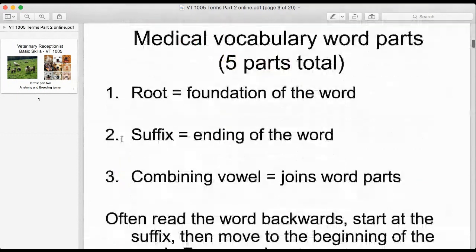So in medical vocabulary word parts, there are actually 5 word parts involved. Again, if you just make quick little notes about this, this will help you in the future as you get into a full course in medical terminology. But we have what's called the root or the foundation of the word. And then quite often there is that ending of the word, the suffix. And then you may have a combining vowel that brings them together to make the English language work.